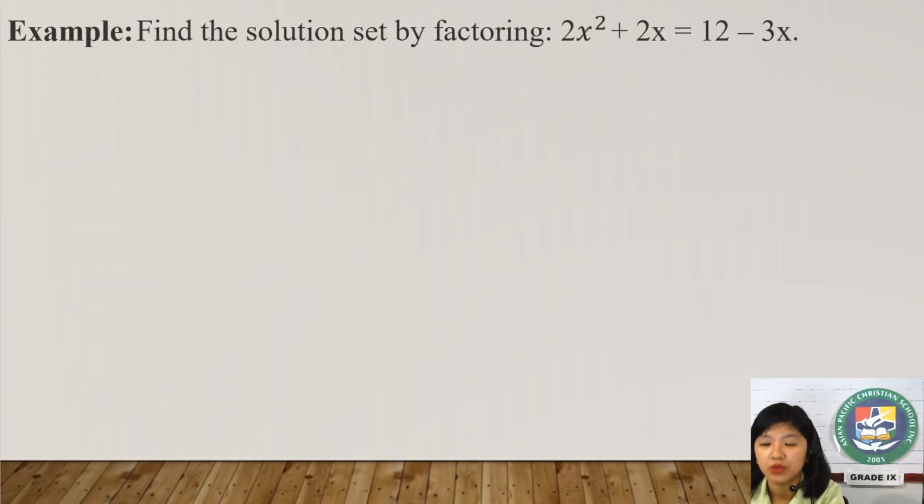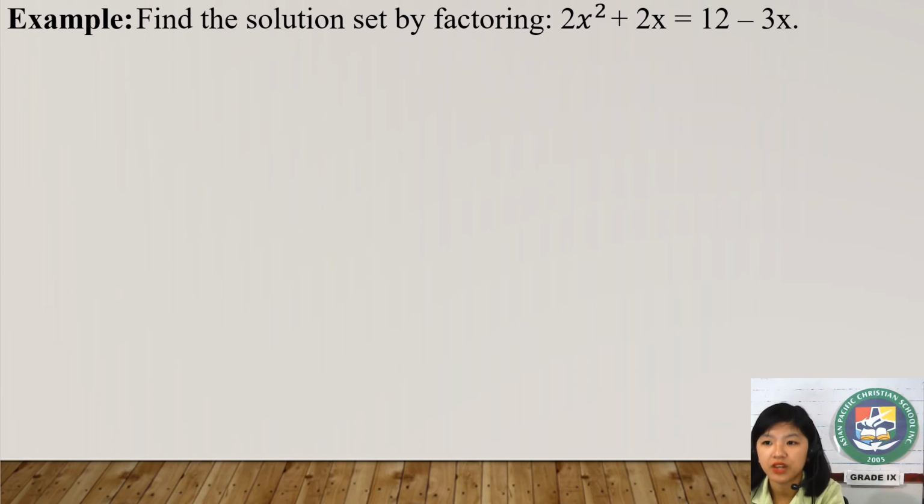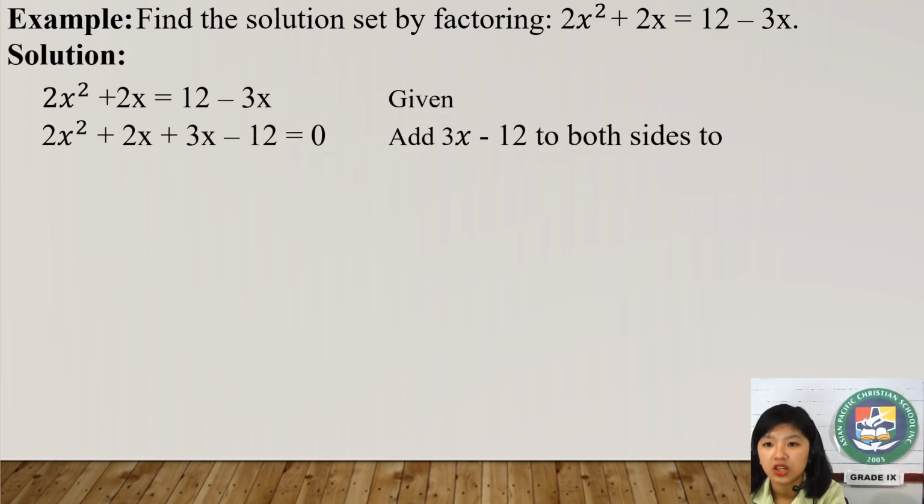So, next example we have, find the solution set by factoring 2x squared plus 2x equals 12 minus 3x. So, ang solution, first is, kailangan muna nating tanggalin yung 12 minus 3x dun sa right side. So, ang gagawin natin is to add 3x minus 12 to both sides to make one side equal to 0.